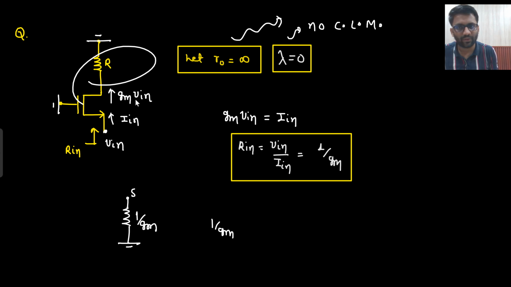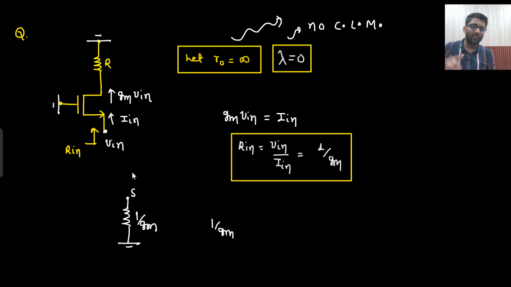I don't care what will happen to this R. But if I am looking from the source, I can see that from source to gate I see 1 by Gm, and gate is connected to ground. That means from source to ground I see only 1 by Gm. Answer is 1 by Gm. Just by looking at the circuit, I will write down the answer in my examination. Say yes or no. Okay. Let's go to the next one.